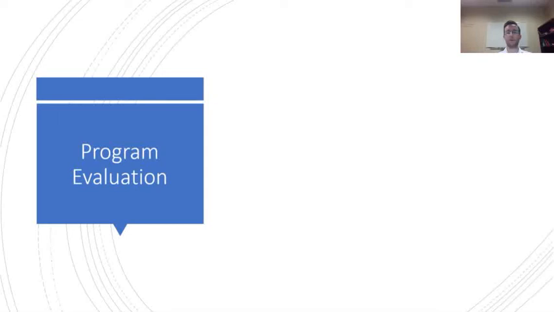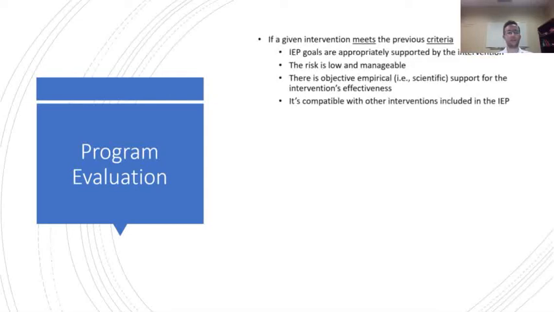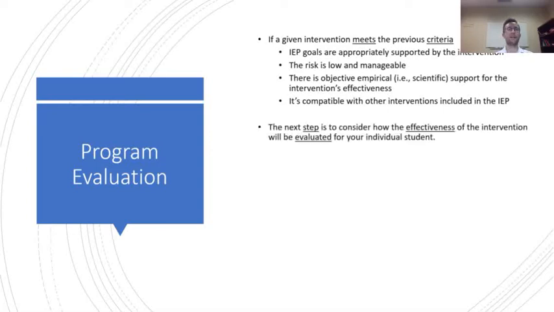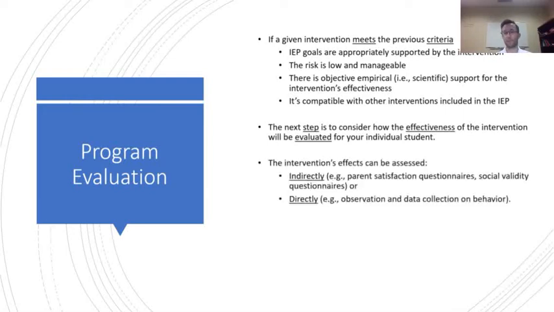Okay, now let's look at program evaluation. Now, if a given intervention meets all of the previous criteria, which are the IEP goals are appropriately supported by the intervention, the risk is low and manageable, there is objective empirical, that is scientific support for the intervention's effectiveness, and it's compatible with other interventions included in the IEP, then the next step is to consider how the effectiveness of the intervention will be evaluated for your individual student.